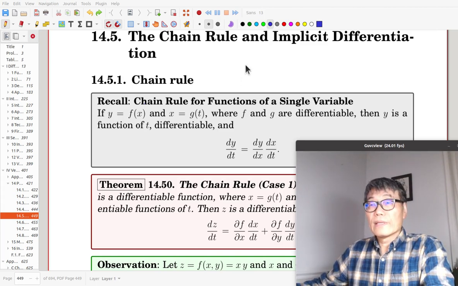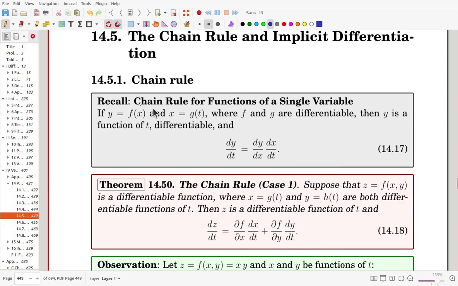It is section 14.5, the chain rule and implicit differentiation. Here we recall the chain rule for functions of a single variable. If y is f of x and x is g of t, a function of t, where f and g are differentiable, then y can be considered as a function of t.